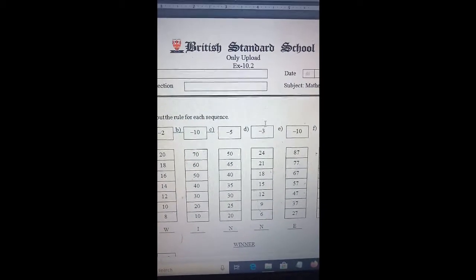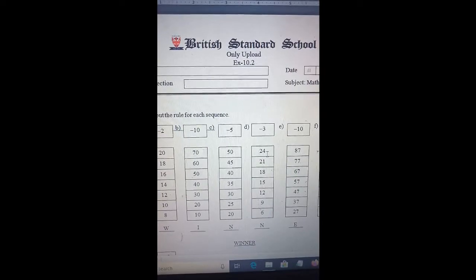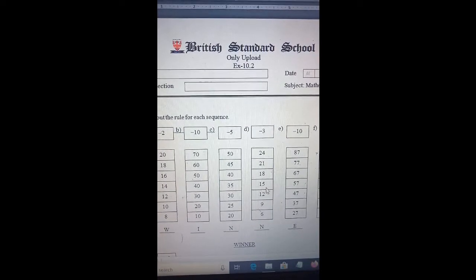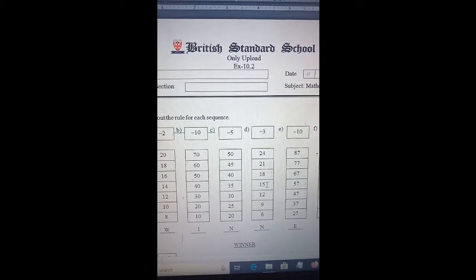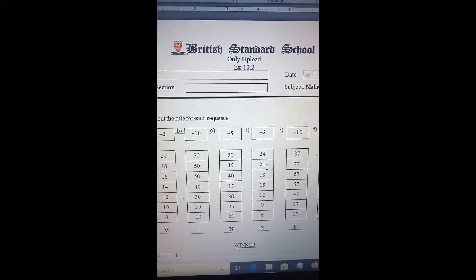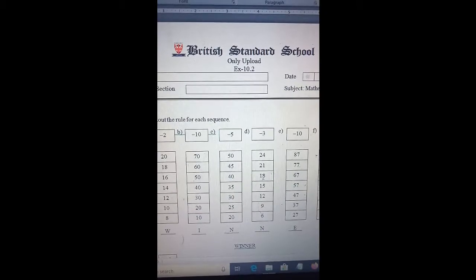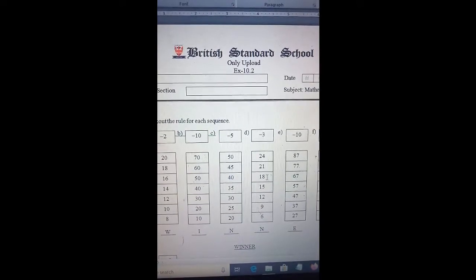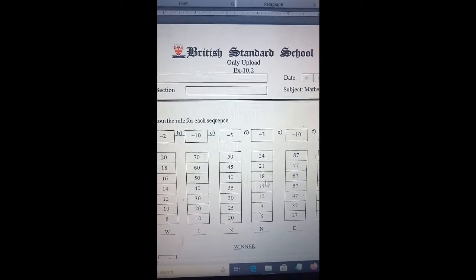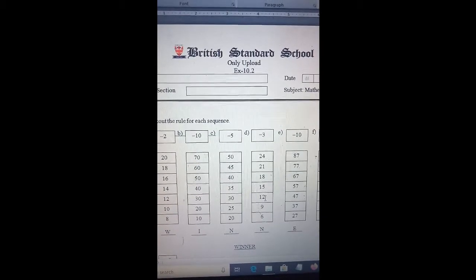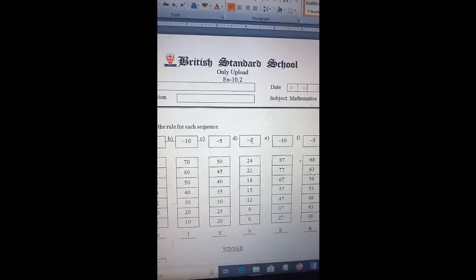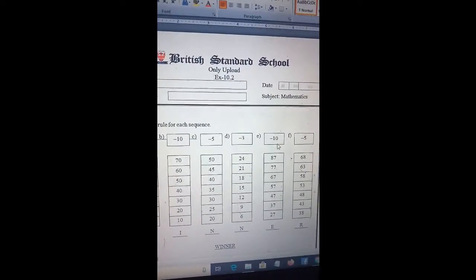In number D, here is 24, 21, 18 and 15. Here the difference between 24 and 21 is 3. And as we can see, 21 and 18, if we subtract we get a difference of 3. So here we have to subtract 3 from each number and here we have to write minus 3. In this way we can work out the answers of E and F.